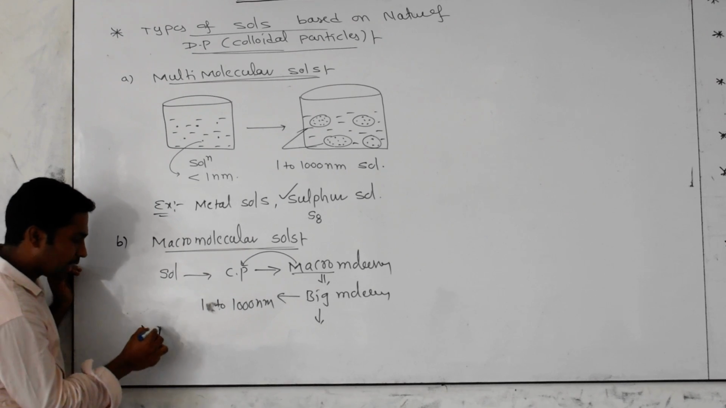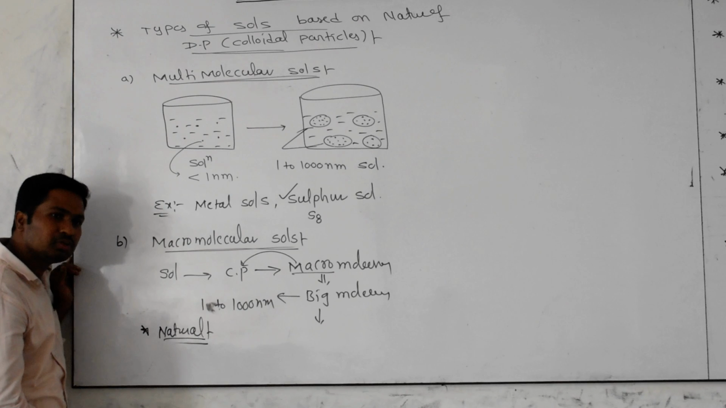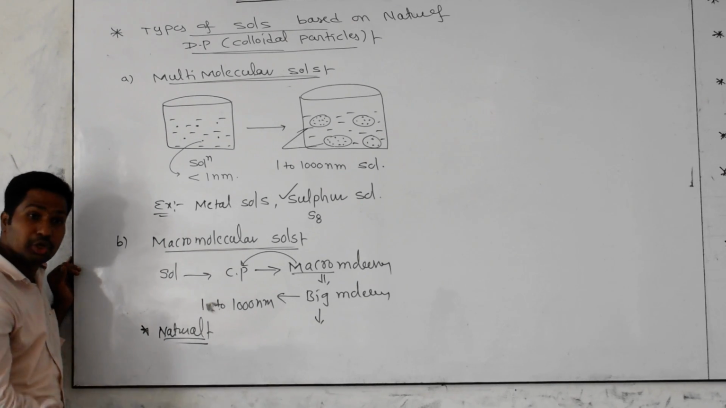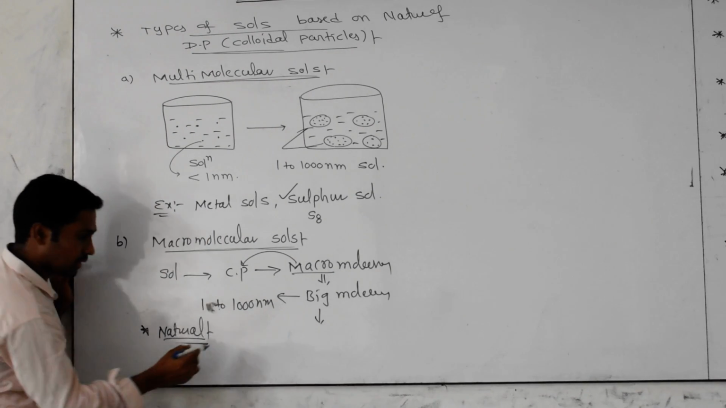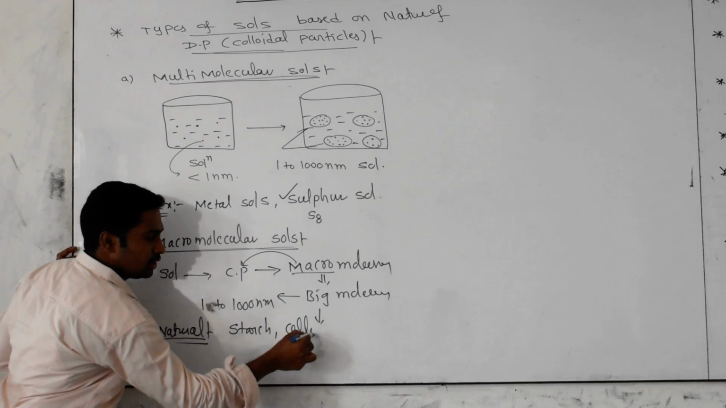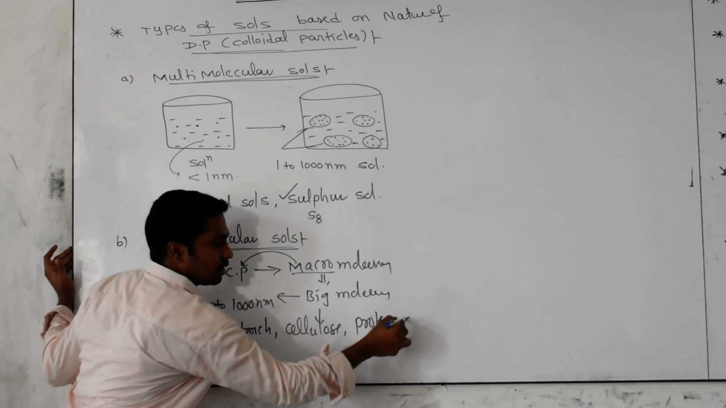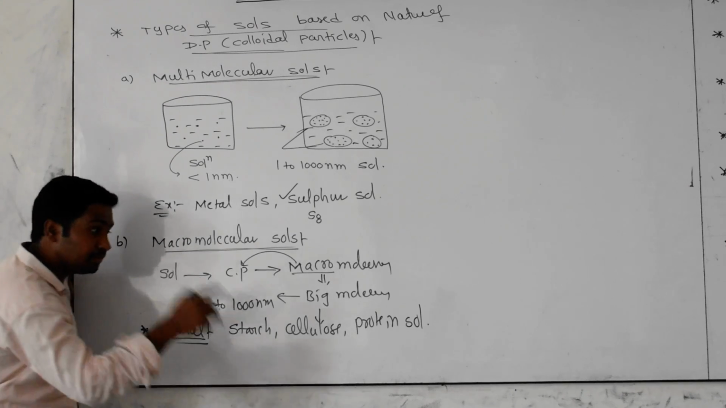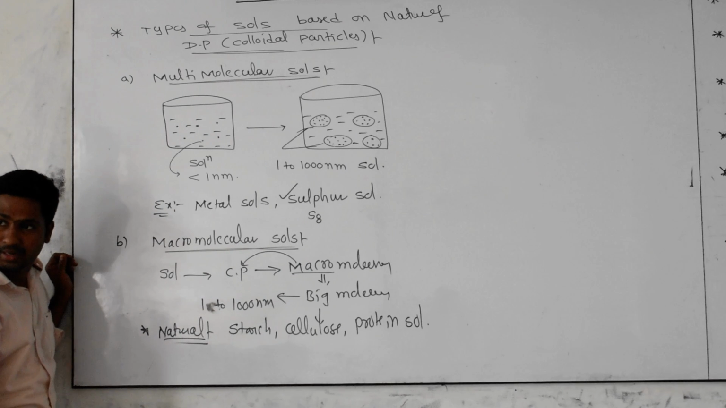Under this, first is natural macromolecular sol. Natural means what? Naturally occurring. Anybody? The molecule should already be of colloidal particle size, but should come from nature. Nothing but starch sol, cellulose sol, and protein sols. These all come under natural macromolecular sols. Why? Because in themselves protein is a big molecule. It comes under colloidal particle size.